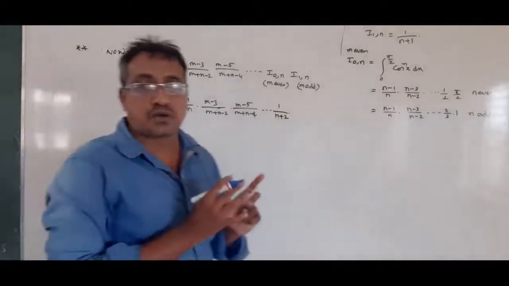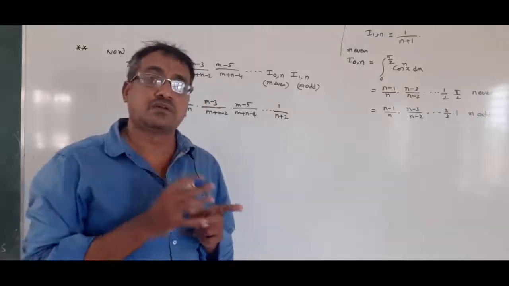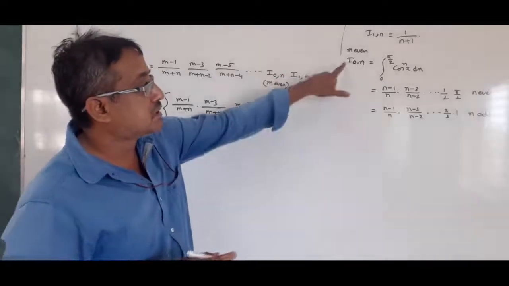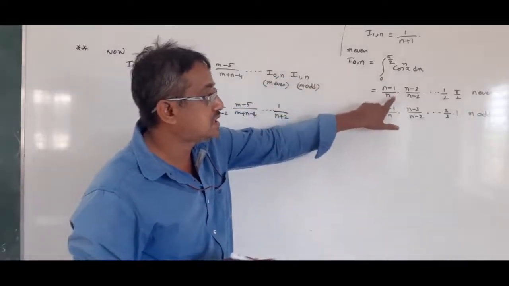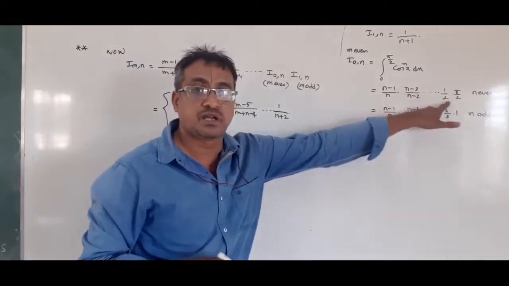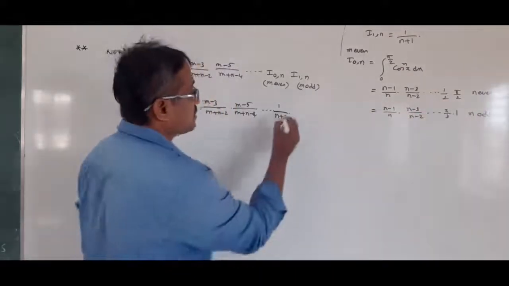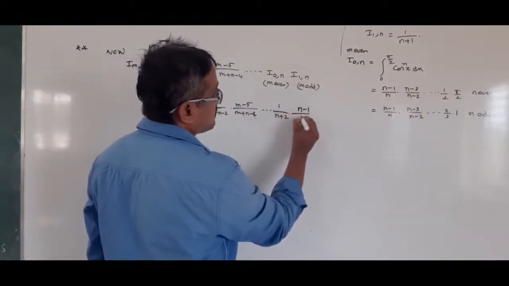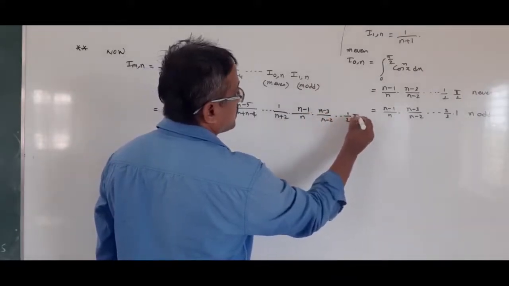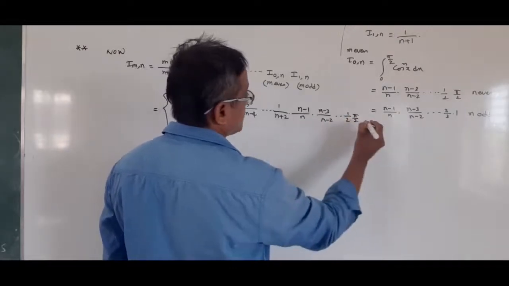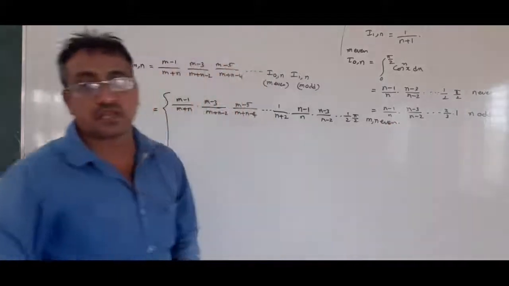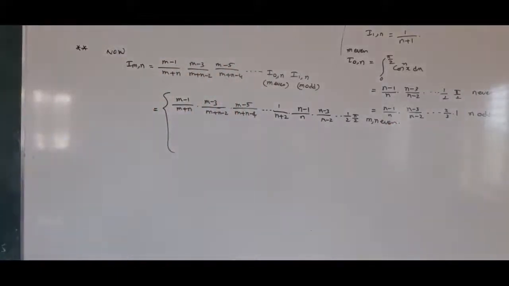Now you need to stop here and continue with the reduction formula of I(0,n). Now I(0,n) is (n-1)/n, (n-3)/(n-2) and so on, 1 by 2 into pi by 2 when n is even. Now you have to continue (n-1)/n, (n-3)/(n-2) and so on, 1 by 2 into pi by 2. This is when m and n are even. If m and n are even, you have to write like that.